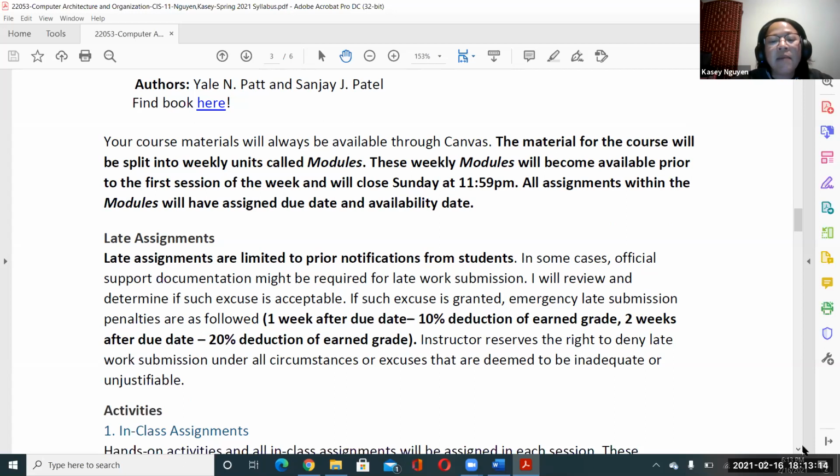I do take late work. When it's about a week late, it's a 10% deduction from your earned grade. Two weeks late, that's going to be a 20% deduction from the earned grade. I do take it in the third week, but after the third week, I usually don't take it, because I don't want somebody to turn in a lot of work at the end. It's unfair for the other students that have been doing the work all along. So it's important that we follow the deadlines and submit on time.